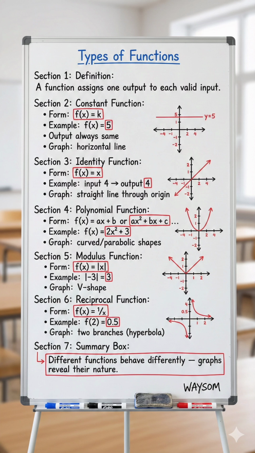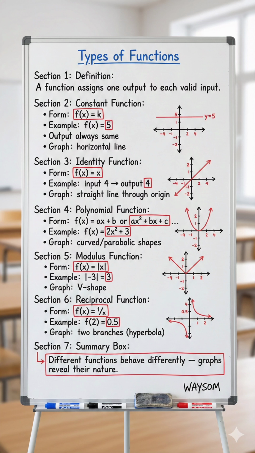Now focus on the first type. The constant function has the form f of x equals k. In the example shown, f of x equals 5. No matter what input you provide, the output is always 5. On the board, you can see its graph represented as a horizontal line because the value never changes.